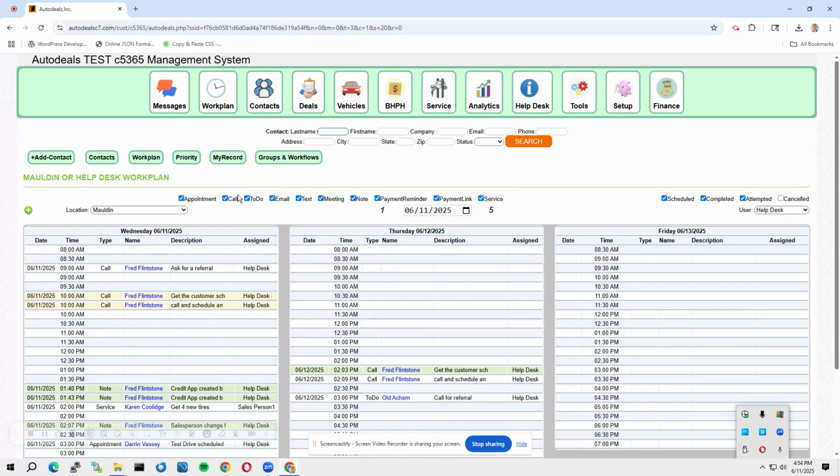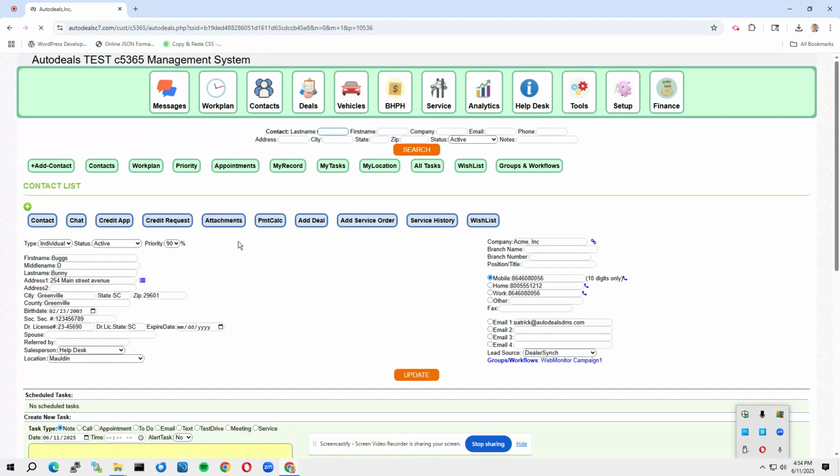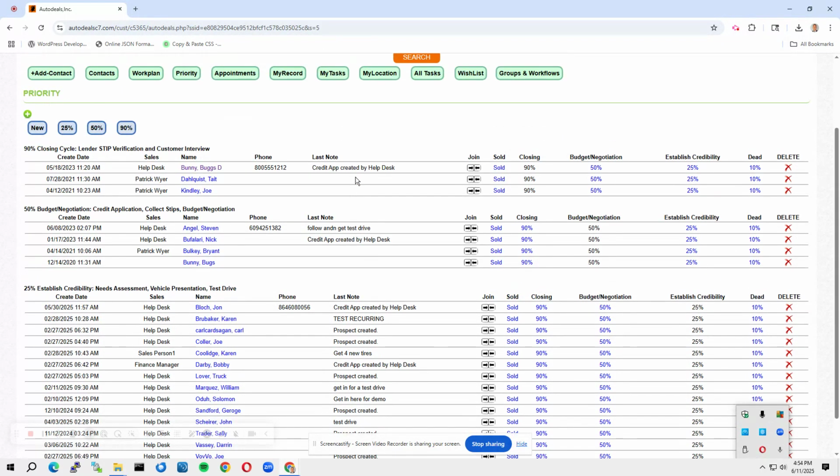Hence, what we have in Autodeals is called the priority page. The priority page leverages each individual contact and puts it into a percentage priority. If you look at an individual contact record, it's broken down into 10, 25, 50, and 90% priorities. On the priority page, we've got it broken down into 90, 50, and 25%. All customers, if they're not on the priority page, are 10%. And then we have three categories that help us automatically manage what is currently in the deal flow.